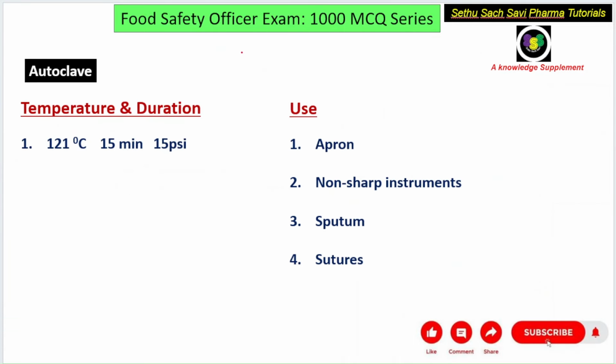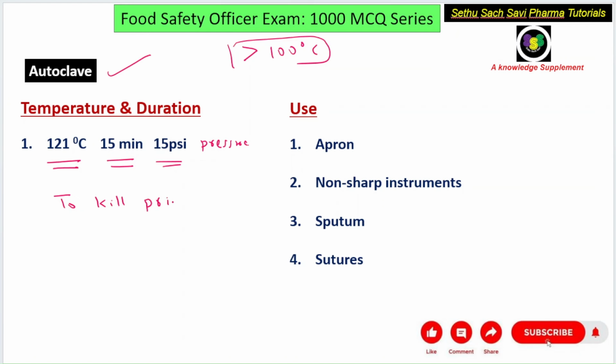And which is the moist heat sterilization done at more than 100 degrees Celsius? Yes, the answer is autoclaving. In an autoclave, normally the temperature used is 121 degrees Celsius for 15 minutes at 15 psi pressure. So remember 121, 15, 15: 121 degrees Celsius, 15 minutes, and 15 psi pressure. But also remember, if you want to kill prions, which are very resistant, using an autoclave, then the temperature should be 134 degrees Celsius and the time should be 1.5 hours. Normally it is 121 degrees Celsius, 15 minutes, and 15 psi.